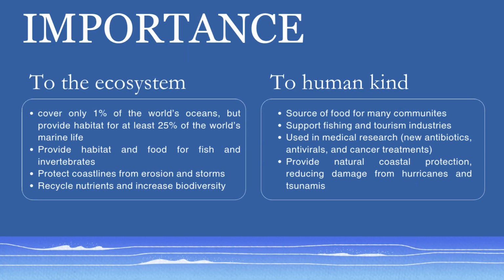Corals are very important to the ecosystem and to humankind. To the ecosystem, they cover only 1% of the world's ocean, but they provide habitat for at least 25% of the world's marine life. They provide habitat and food for fish and invertebrates. They also protect coastlines from erosion and storms, and they recycle nutrients and increase the biodiversity of the ocean.